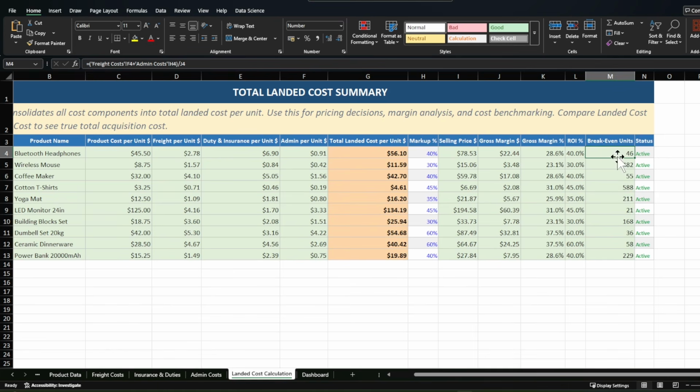And how are you going to calculate it? You just need to sum up all the freight cost and the admin cost for the item, and divide it by the margin. And you will get that, okay, for the Bluetooth headphones, to make it a profitable deal or business for you, you need to sell at least 46 units of it. So this is how you are going to calculate your landed cost.